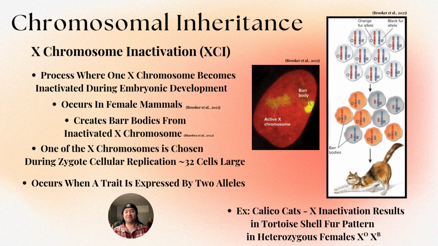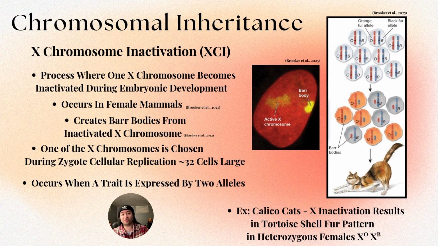And expanding further upon sex-linked genetic inheritance, it's important to learn more about the variations in this process that may impact genotypes and phenotypes. An example of this is an epigenetic change called X chromosome inactivation. X chromosome inactivation occurs during embryonic development in female mammals.